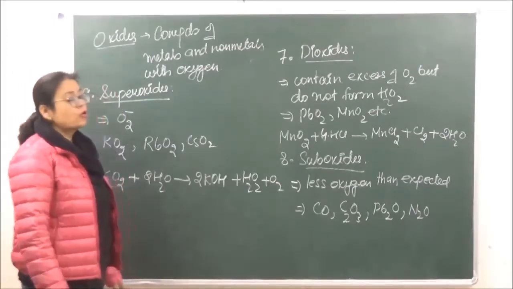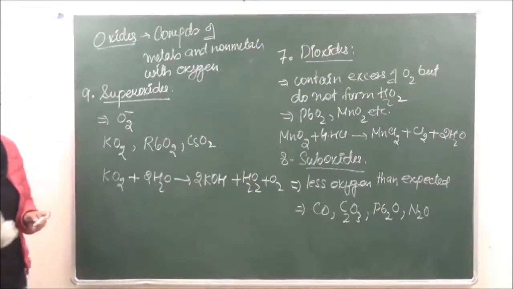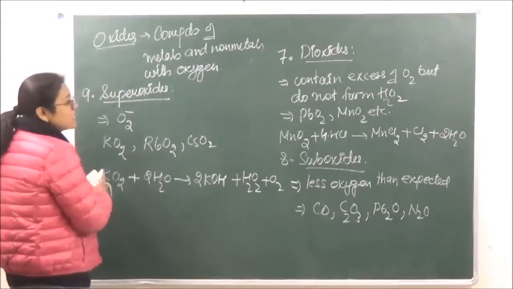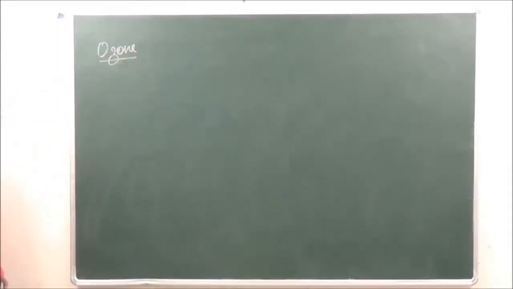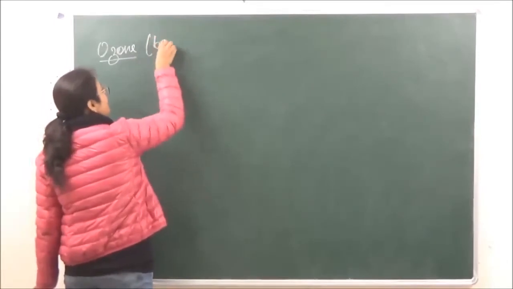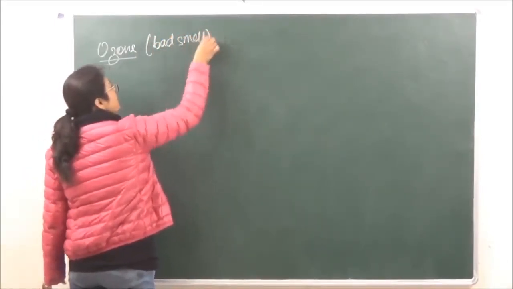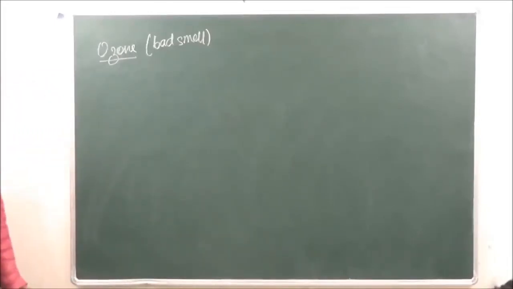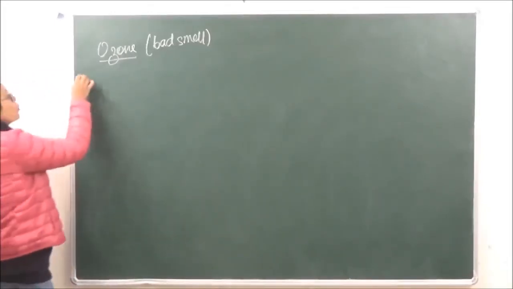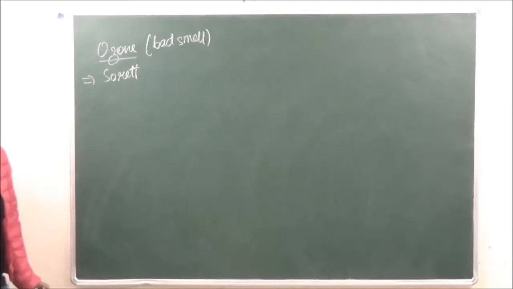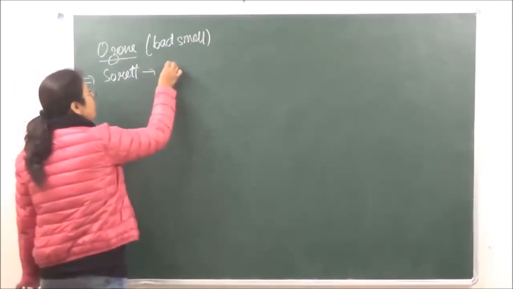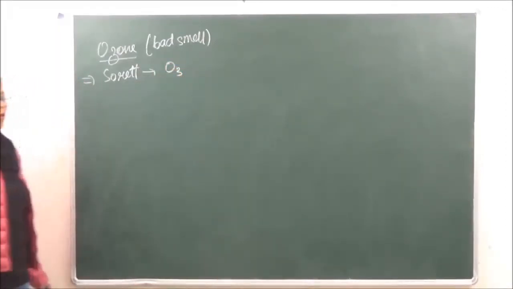Let's go on to the allotrope of oxygen, which is ozone. We had discussed ozone initially, so let's discuss it in detail now. So we are going to the first allotrope, which is ozone. Ozone means bad smell. Ozone has a very typical kind of foul smell. So that is the name which was given, and ozone was discovered by Sorret. Sorret was the scientist who discovered ozone, and he also established and proposed the formula for ozone as O3.